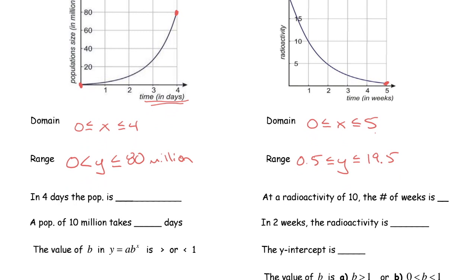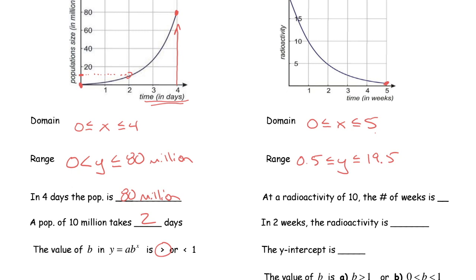So for the rest of this, in the first one, in 4 days, what's the population going to be? Well, in 4 days, that's right here. We go up and we go over, and that one's fairly easy to read because I needed to see that just to figure out what my range was, 80 million. A population of 10 million. Okay, well, 10 million is going to be roughly halfway here. Well, sorry, exactly halfway, but I'm guessing roughly halfway when I draw that point here. So when we go over, that looks like it's going to be basically 2 days. And because this is a growth function right here, I know that my b value is going to be greater than 1, not less than 1.